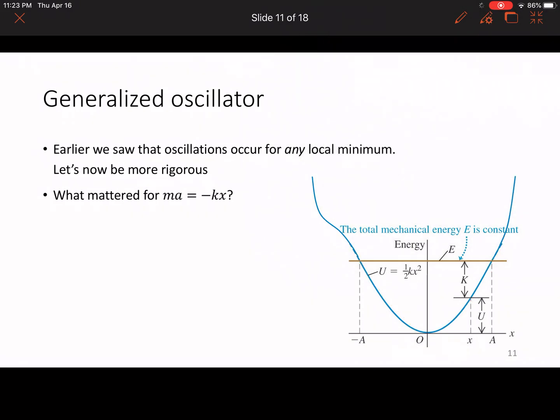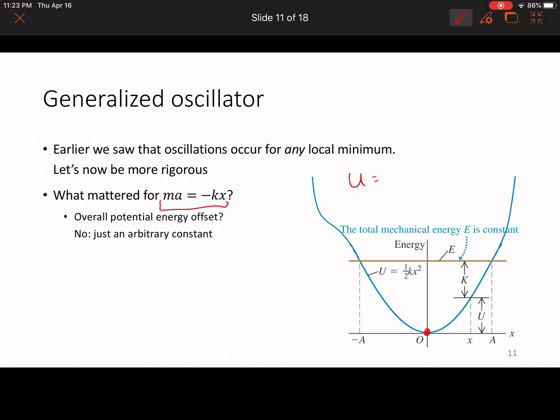And we're always talking about oscillations near the minimum, so near this point down here at the bottom. And what we did is we said the force is equal to negative k times x, F is equal to ma. That gave us the equation of motion, ma is equal to negative k times x. And the question is, what really mattered in order to get this equation of motion? For example, did the overall potential energy offset matter?